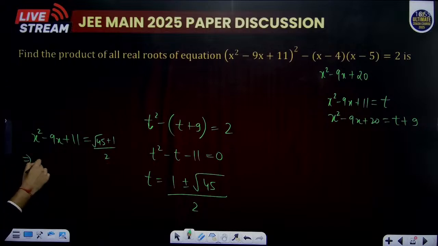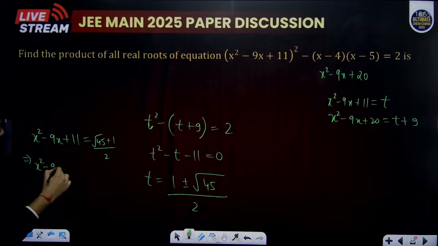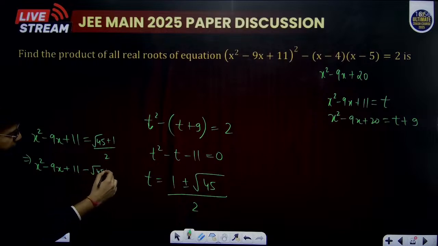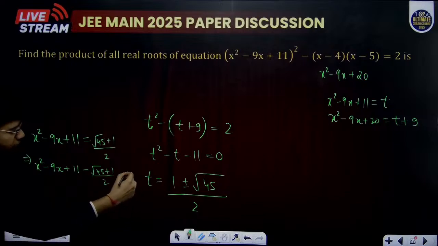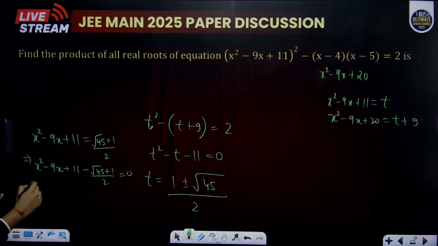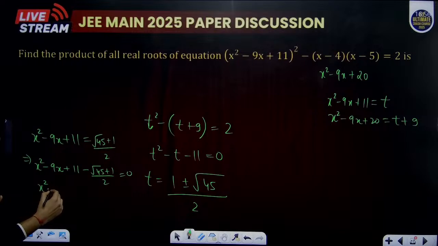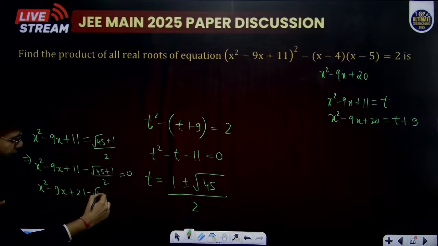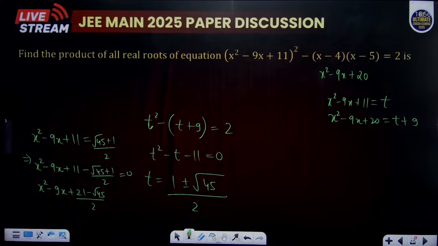So this equation will become x square minus 9x plus 11 minus root 45 plus 1 by 2 equal to 0. If I simplify this, this will become x square minus 9x plus 2 elevens are 22 minus 1, 21 minus root 45 upon 2. Something like this I am getting.